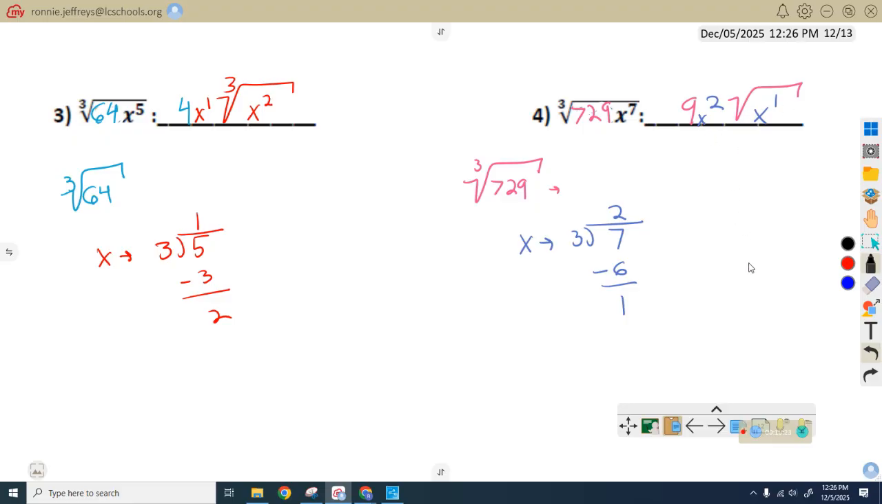You should have to put your cube up there, right? Your 3. Oh, yes. I forgot to put, yeah, sorry.